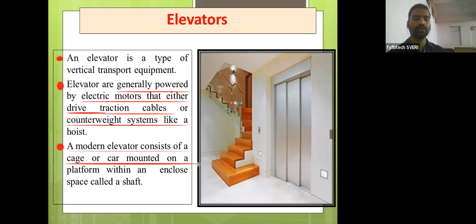cage or car mounted on a platform within an enclosed space called a shaft.